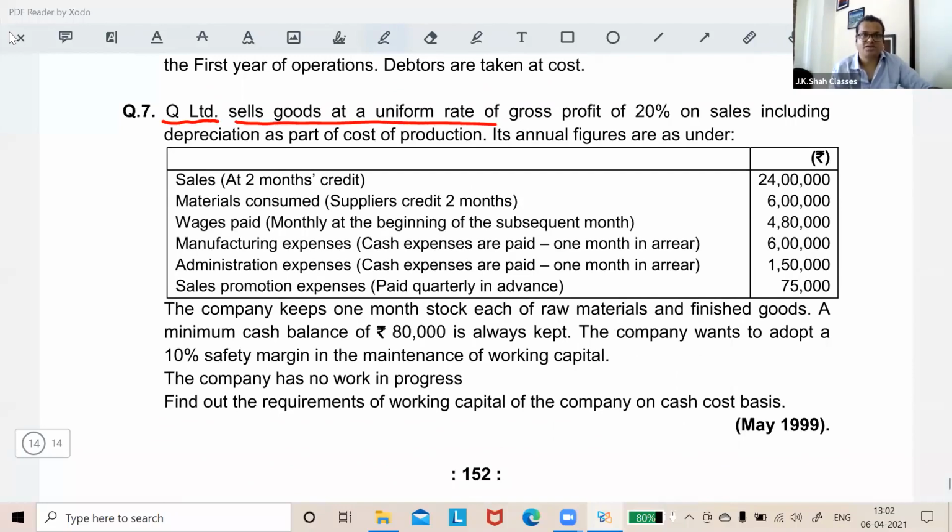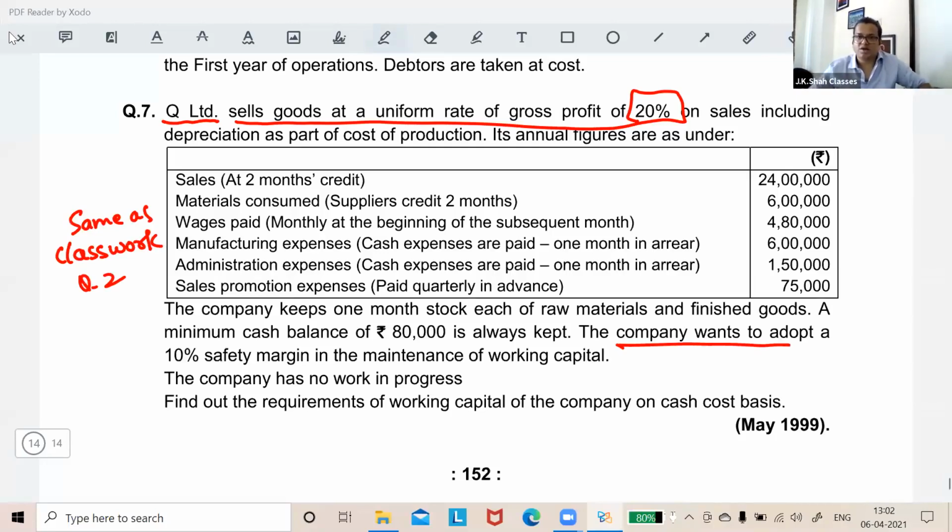Last question. Sales goods at uniform rate of 20%. Hi guys, this is going a similar way, similar to question number 2. Right now, sales is given, material is given, wages paid is given, manufacturing expenses are given, administration, sales, promotion. I think this is again the same as the last question. What is the only change? Company wants to adopt a 10% safety margin. This is also okay, fine. This is no different. If they are not telling you to do it on total, whatever you get, A minus B, of that we will calculate 10%.